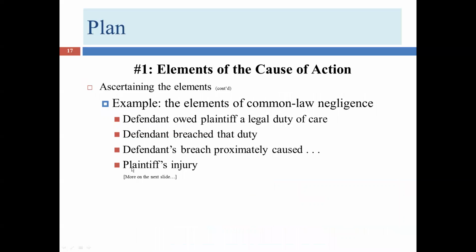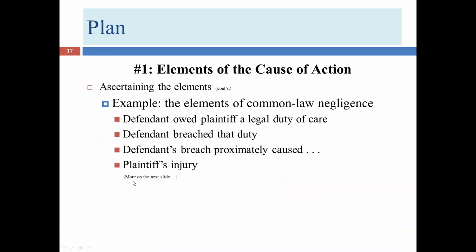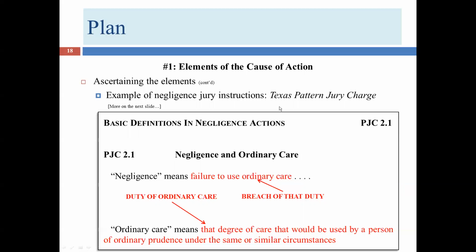We know we have four things to prove. The first thing we have to prove is defendant owed plaintiff a legal duty of care. So this is what ordinary care is, that's what the duty is, and this is the definition of that duty. So this is giving you information about this first element. It's giving you the language that you need to know for that first element. So this is an example of how you can use the Texas pattern jury charge to actually start constructing an understanding of what the elements are for your particular case. Let's go to the next slide.